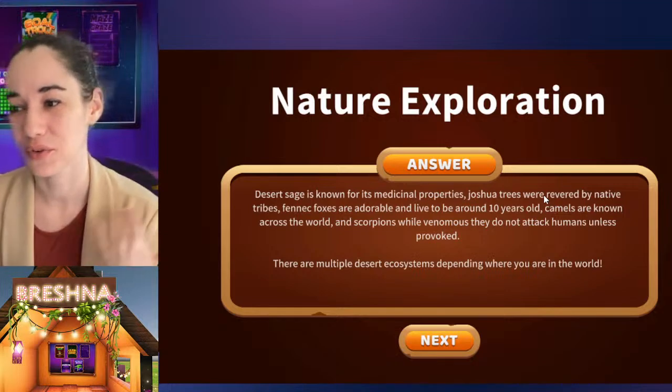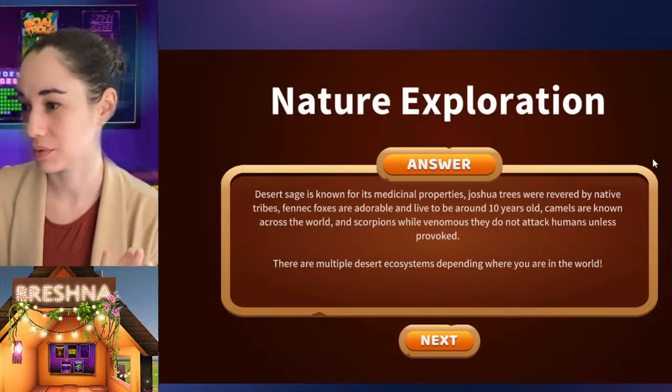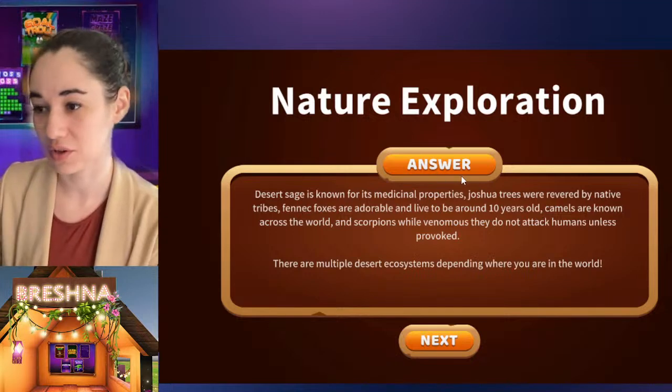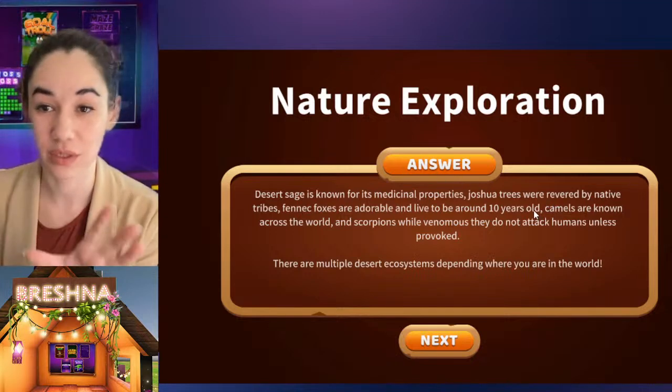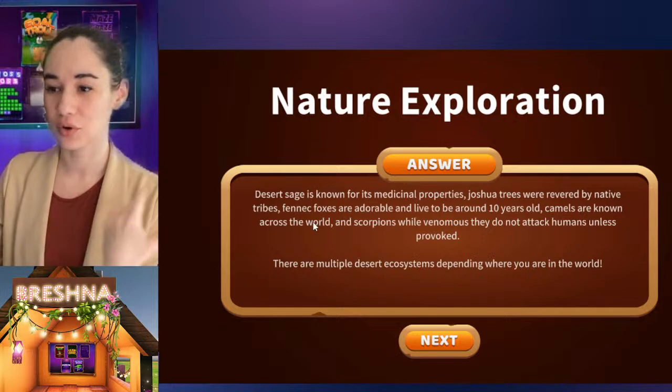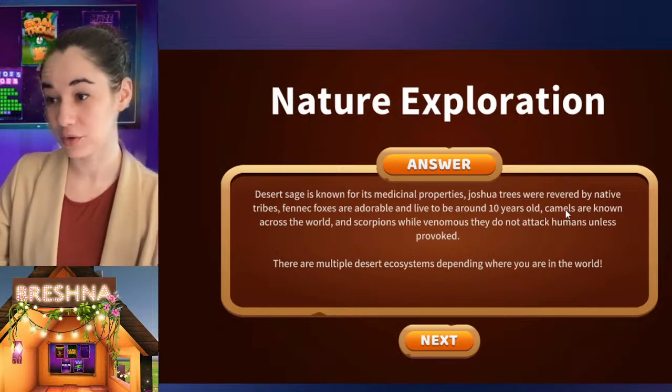Desert sage is known for its medicinal properties. Joshua trees were revered by native tribes. Fennec foxes are adorable and live to be around 10 years old. We do not know if that is accurate. Camels are known across the world, and scorpions, while venomous, do not attack.